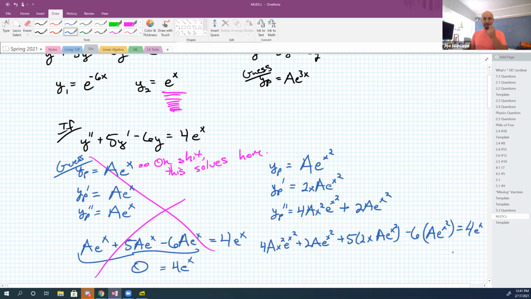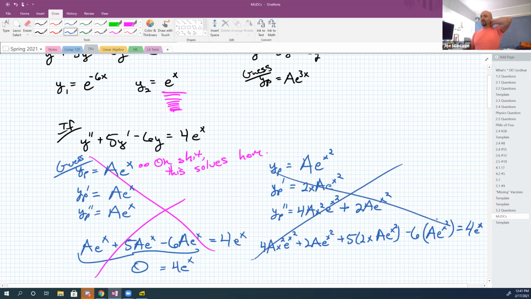Okay, so now what do you guys see in here? Anybody see an obvious problem? I see a whole bunch of constants to sort out, right? What else? I don't see it going away. Yeah, I don't. I got e to the x squareds on the left-hand side. I got e to the x's on the right. This is a really solid try. I don't see a way to make it work.